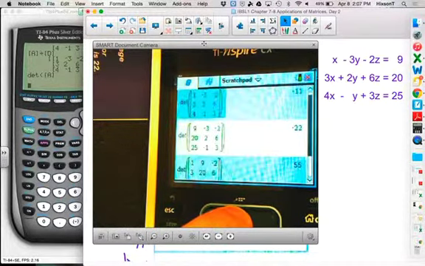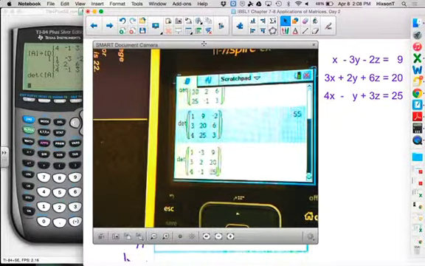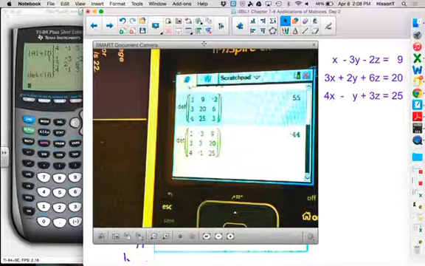Okay, then we go back up to the original coefficient matrix. We're going to get rid of that. Put in a 9, 20. Don't start chatting, please. And we get -44.